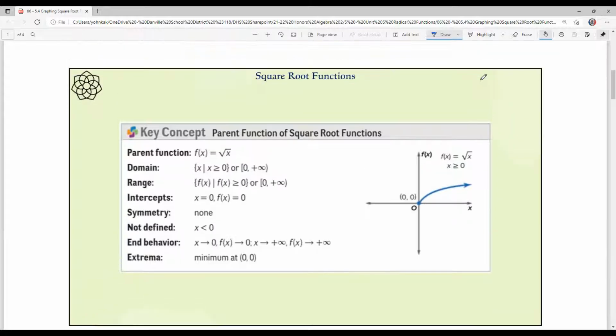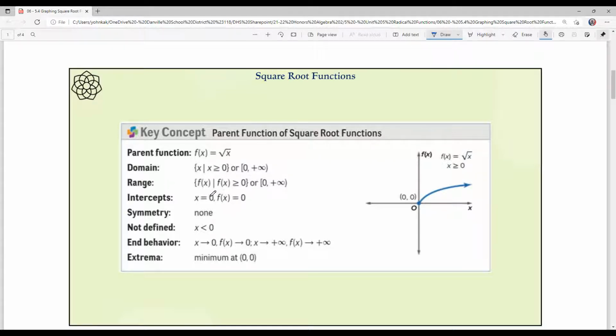So the first thing we need to do is talk about the major characteristics of a square root function. So the parent function f of x equals square root x. Notice that it is a half of a parabola. The domain is from 0 to positive infinity. So basically, it's starting wherever the origin is of the graph. The range is from 0 to positive infinity. It's just the top part.